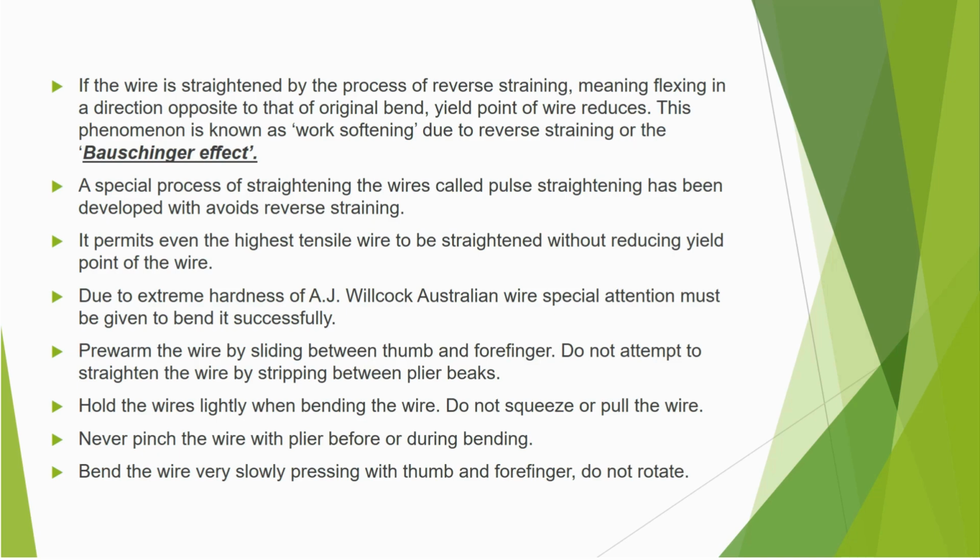Due to the extreme hardness of A.J. Wilcock Australian wire, special attention must be given to bend it successfully. First, preform the wire by sliding between thumb and forefinger. Do not attempt to straighten the wire by stripping between plier beaks.